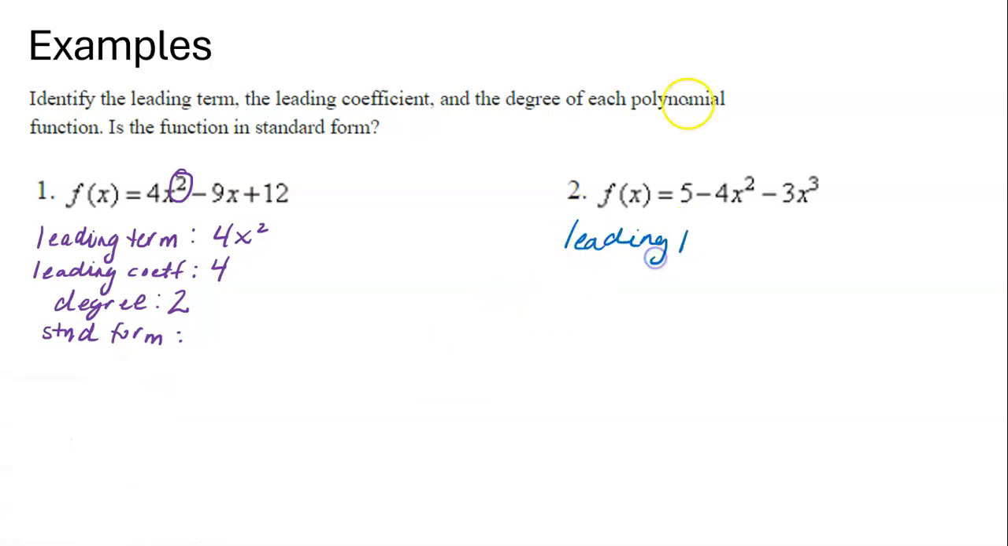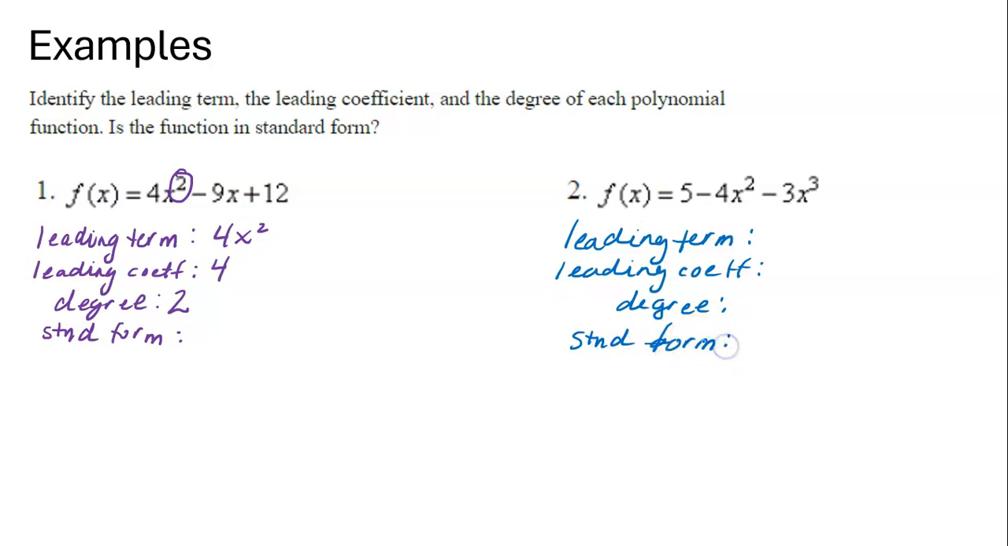Leading term, leading coefficient, degree, in standard form. If you want, you can pause the video right here, see if you can write these things down and get them correct. But the leading term for us is negative 3x cubed. Even though it's not in the front, it's the one with the largest exponent. And the leading coefficient is negative 3. The degree is 3 because it's x cubed. And this is not in standard form.